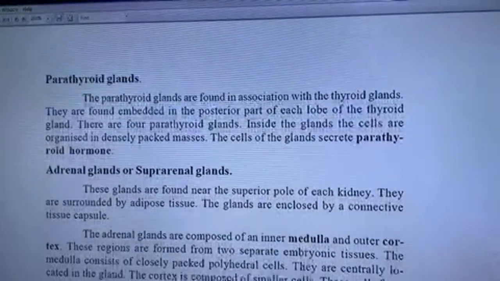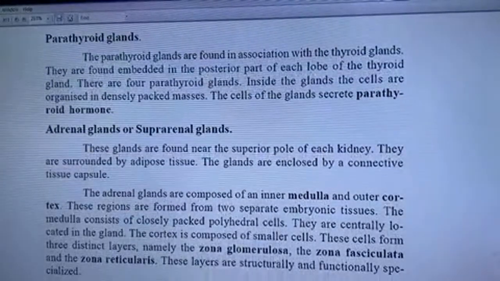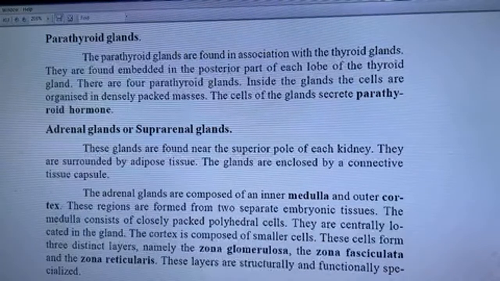Parathyroid glands. The parathyroid glands are found in association with the thyroid gland. They are found embedded in the posterior part of each lobe of the thyroid gland. There are four parathyroid glands inside the gland. The cells are organized in densely packed masses. The cells of the gland secrete parathyroid hormone.